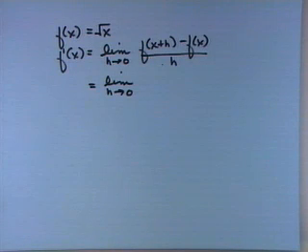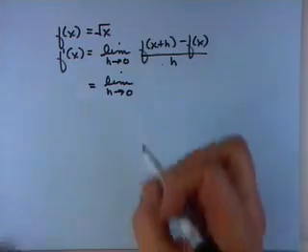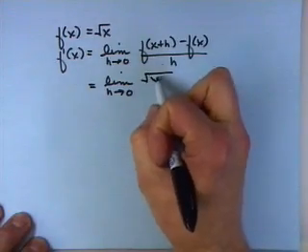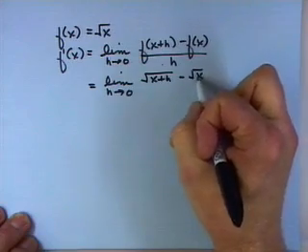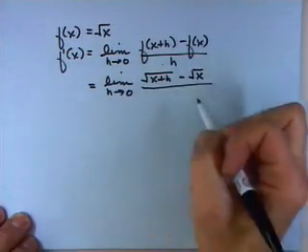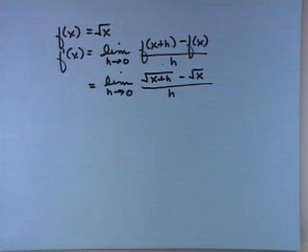What is this function evaluated at x plus h? Okay, square root of x plus h minus the function at x. I can't handle a whole lot, but I think I can handle that one. All over h as h approaches 0. What's next?